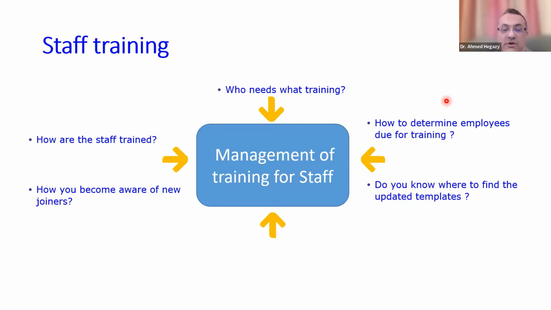So I should be aware of how the staff are trained. My staff could be people who are reporting to me, or people who are not reporting to me, or even vendors. Sometimes I have to train vendors or non-company, non-organizational staff. So this is one of the very common findings during audits, that the training is not well done or not well documented.